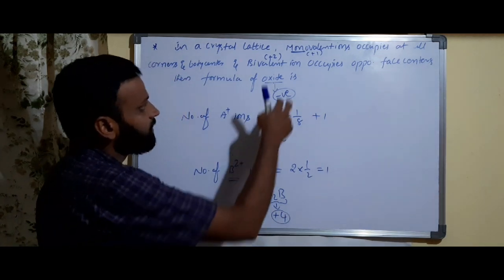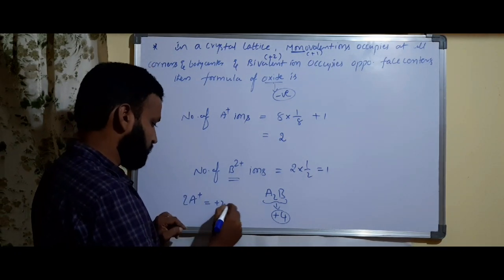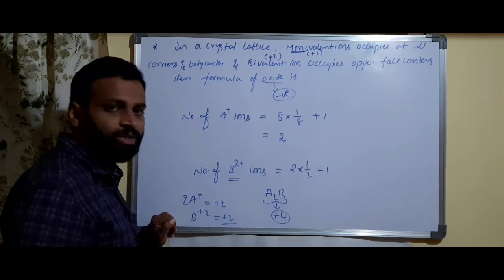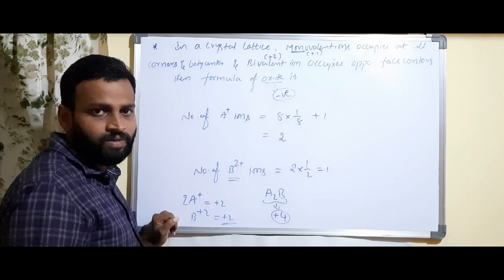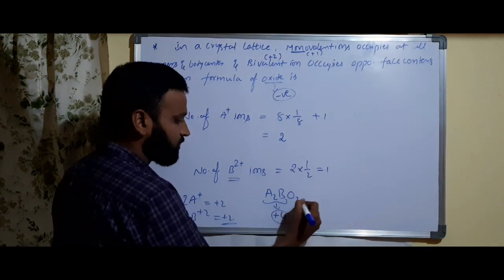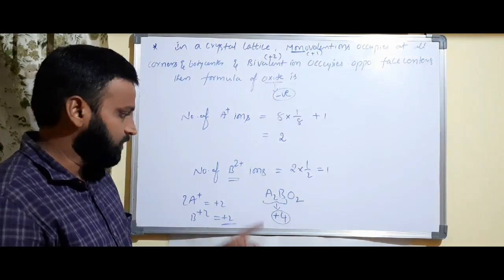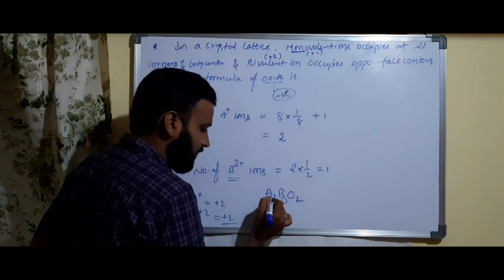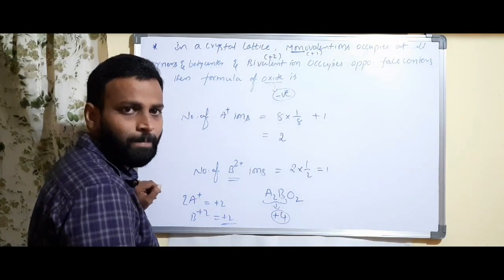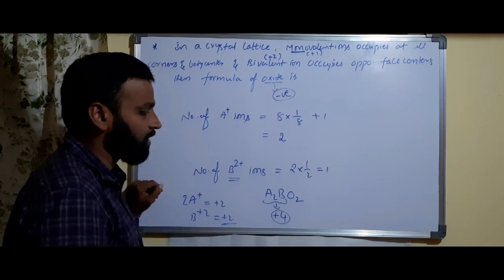Why? 1A means monovalent, so +1; 2A means +2 charge, and B2+ means +2 charge. So the total charge is +4. Getting what I am saying? So how many oxygens are required? 2 oxygens are required. So A2BO2 is the formula of the oxide, because the total positive charge is +4. In that way I can consider this particular oxide.